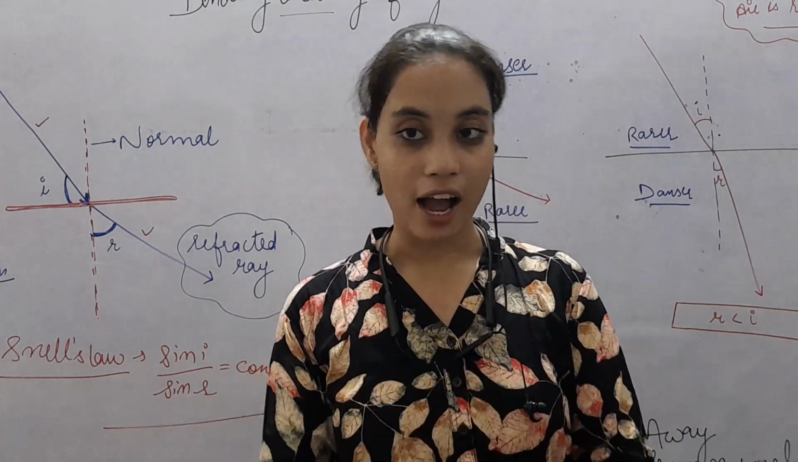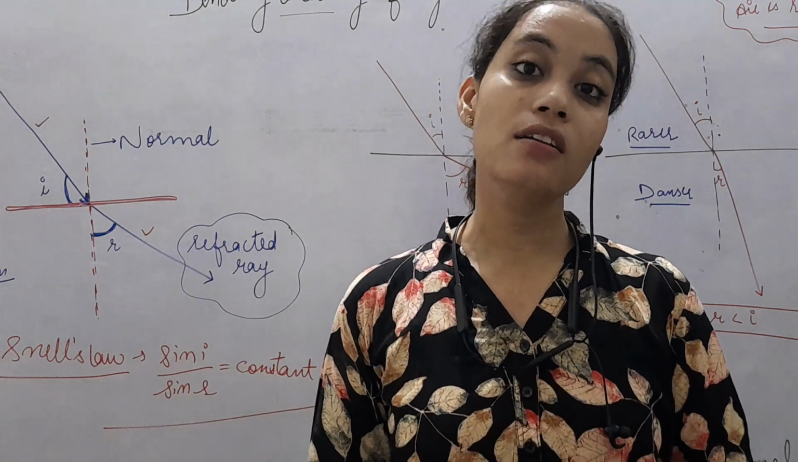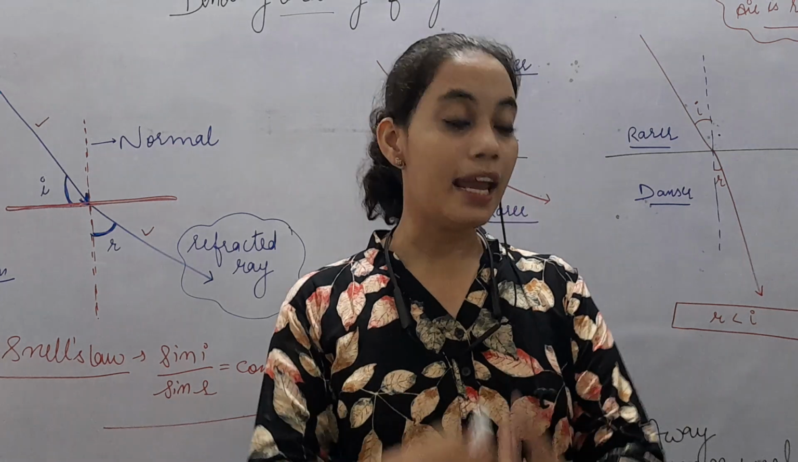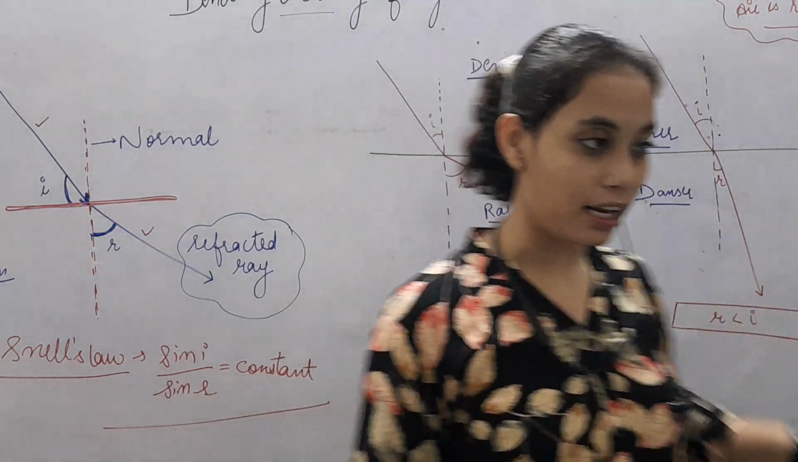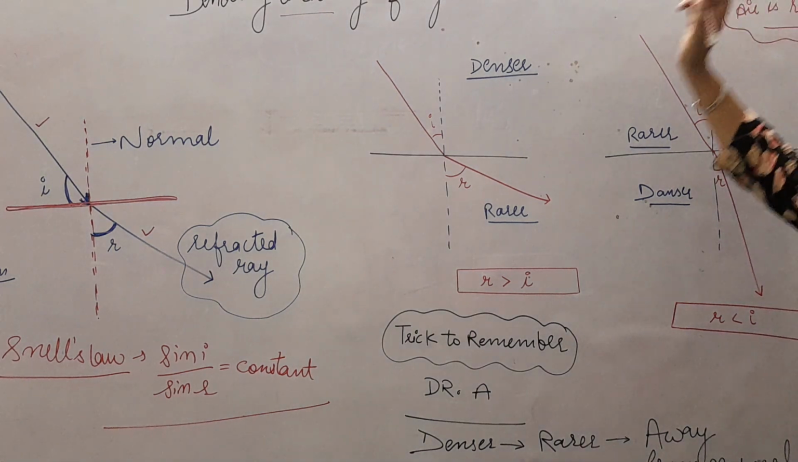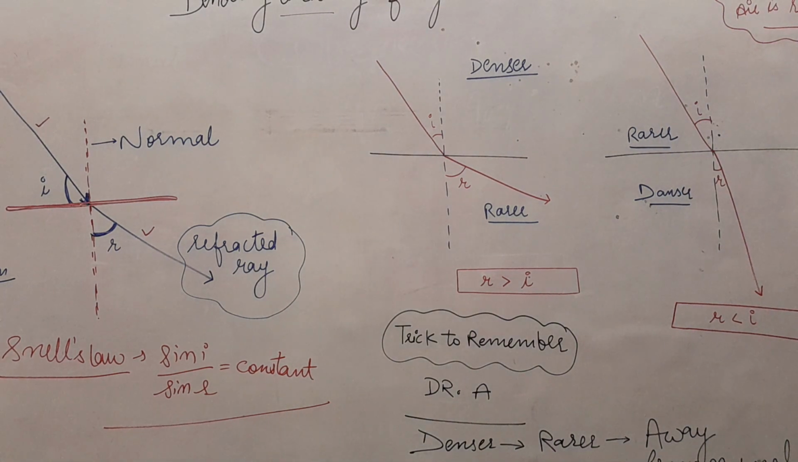Denser what? Having higher density, and rarer is, or you can say it is less dense, means having less density. Here I will take the case of water and air. Water has higher density and that's why it is called the denser medium.